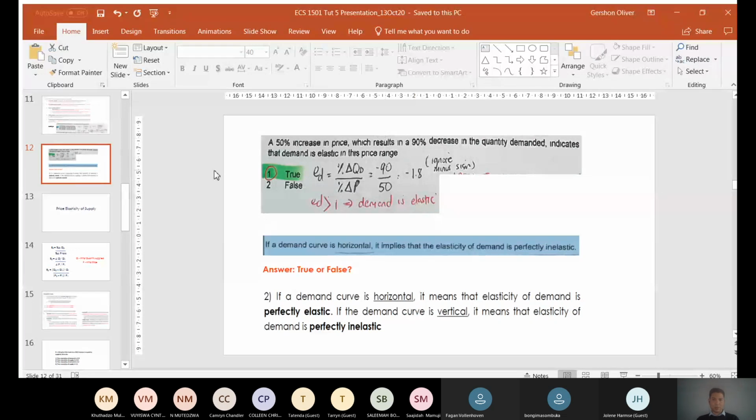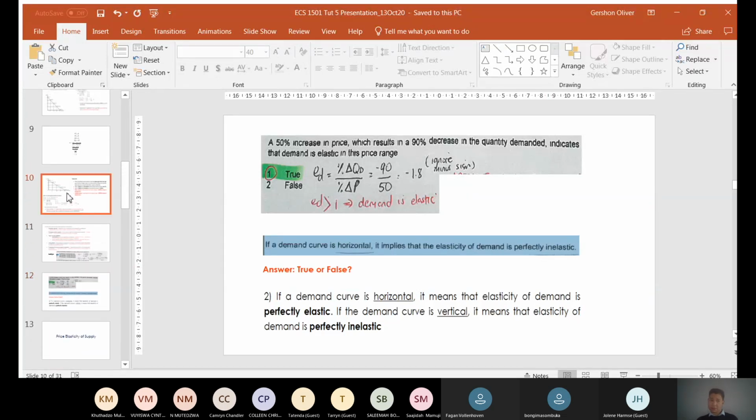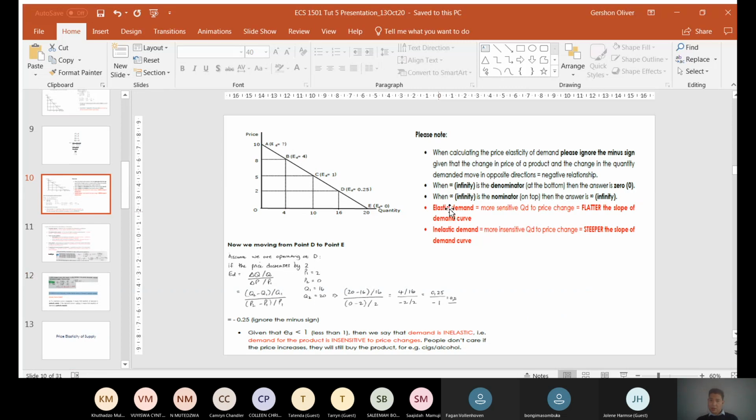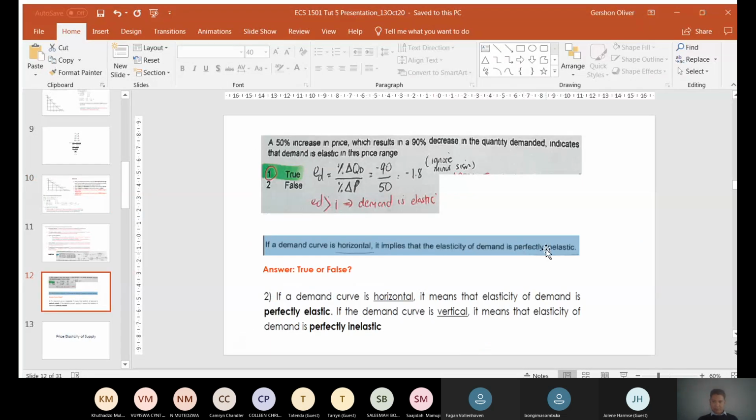Okay, the next one reads as follows: if the demand curve is horizontal, it implies that the elasticity of demand is perfectly inelastic. Is that true or false? Remember what I said earlier: when demand is elastic, the slope of the demand curve is flatter, and with inelastic demand, it's steeper, in other words, reaching toward vertical. So in the case of this question, it's not perfectly inelastic, it's perfectly elastic. That is a horizontal line.